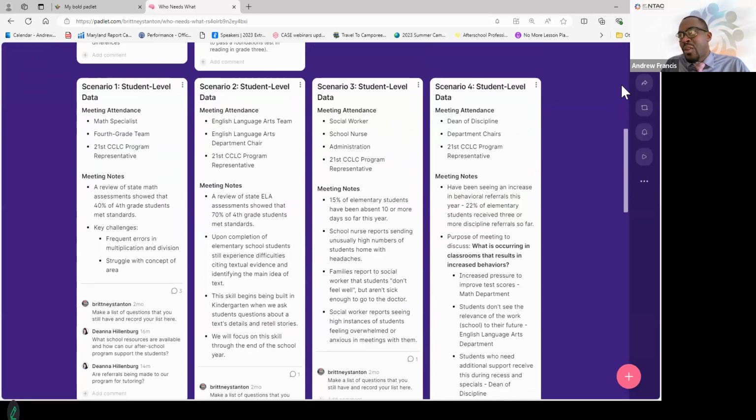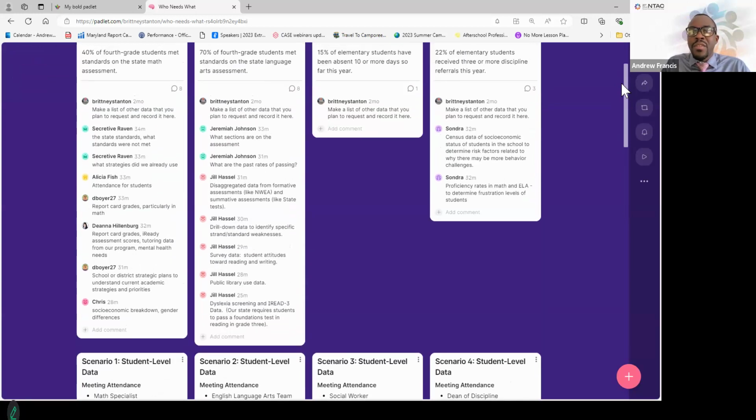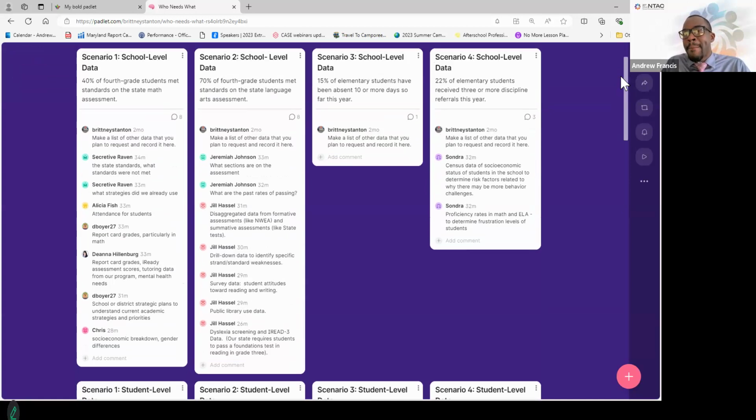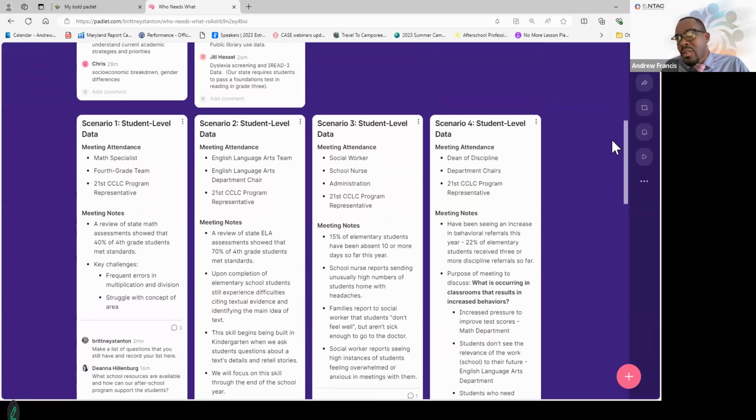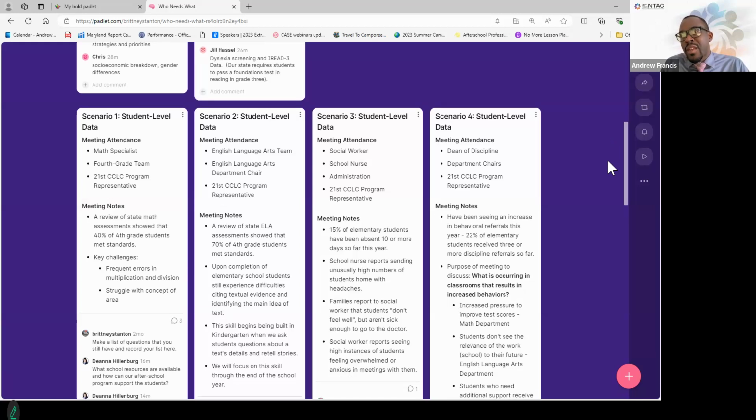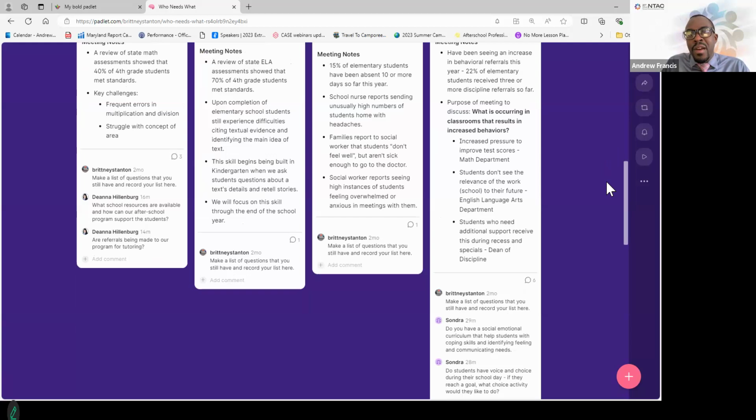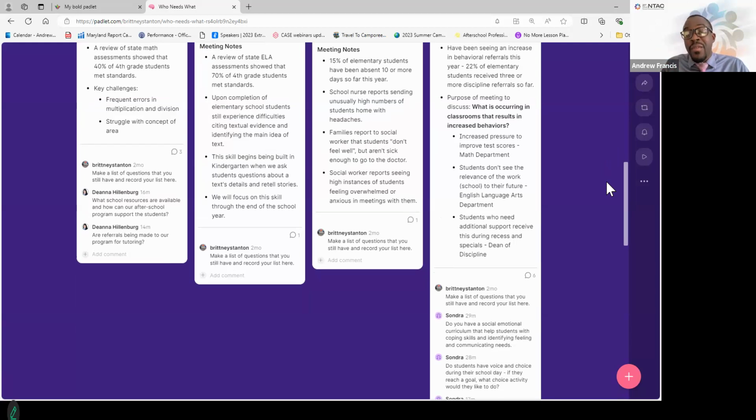So we could say 60% of students failed to meet academic standards on the state assessment. They struggled with or made frequent errors in multiplication and division, right? Or they also struggled with the concept of area, actually.